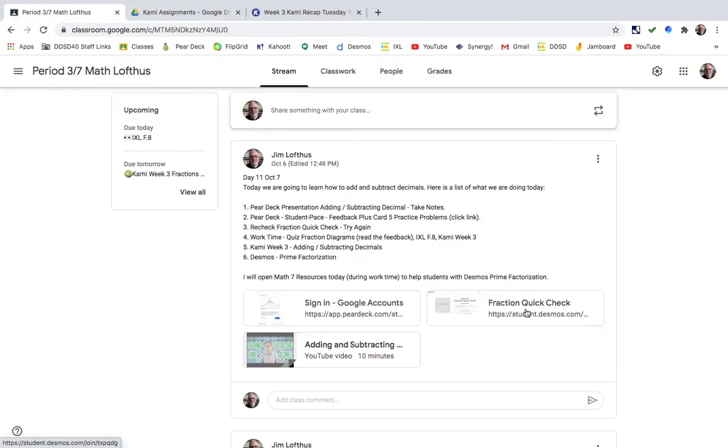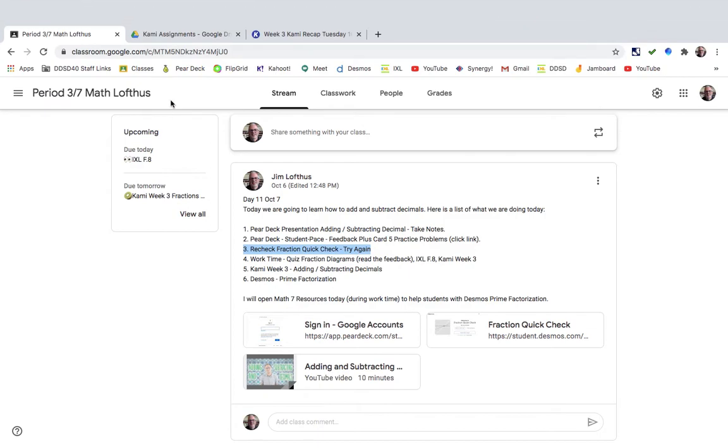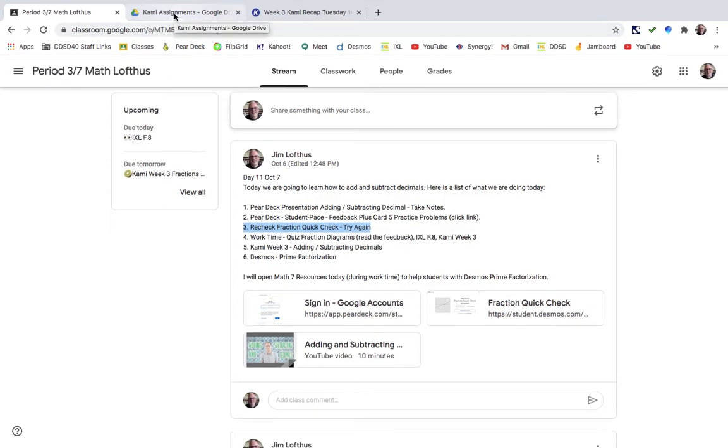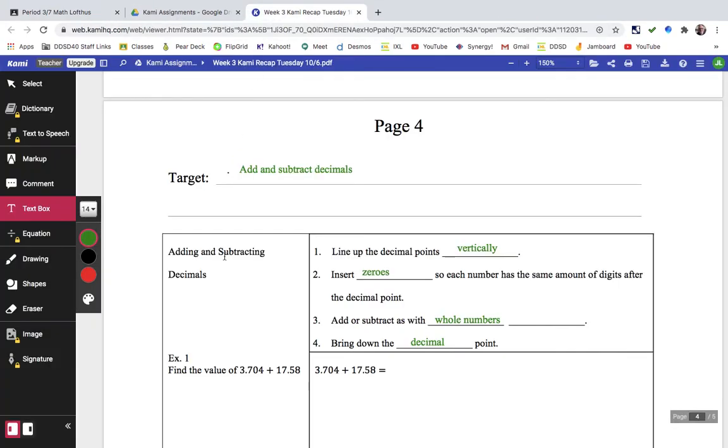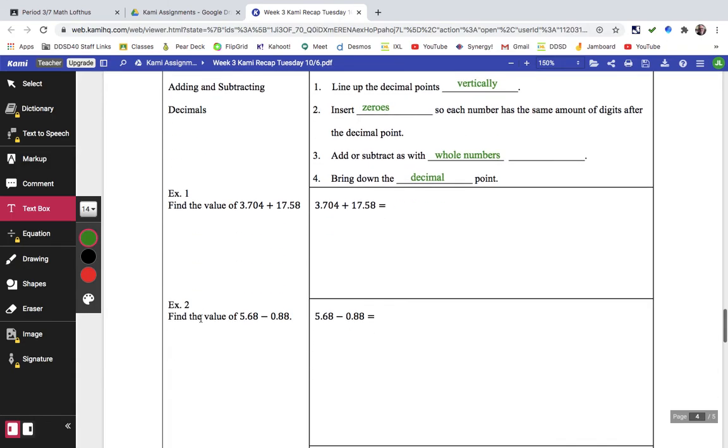We did not go back to the fraction quick check today. We're going to go back to that tomorrow. We did not do this today, and we did not do this today. We didn't do 3 or 6 in the list. So there was some work time, and then we went to the CAMI assignment week 3, and we kept working. So that's what I'm going to spend the rest of the time on.